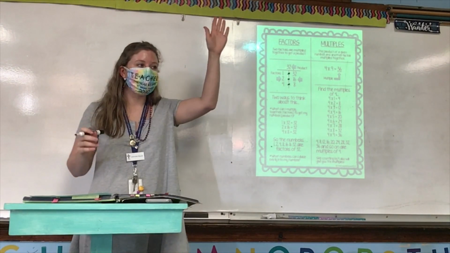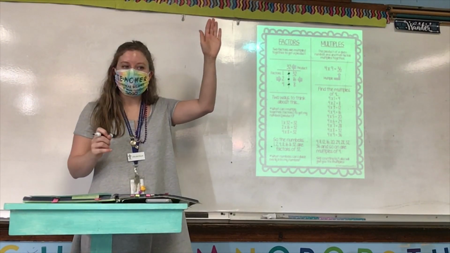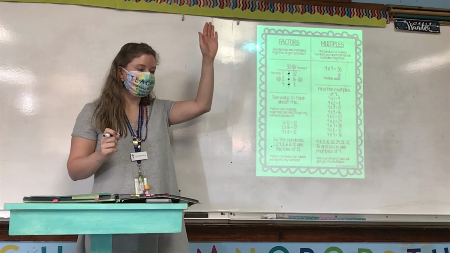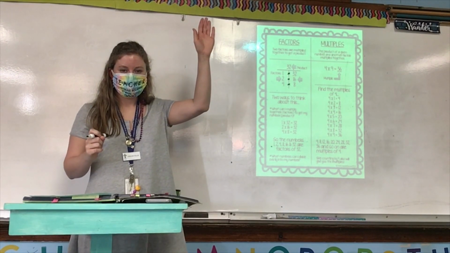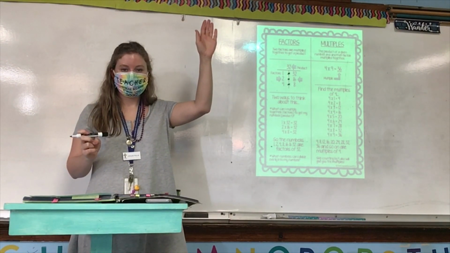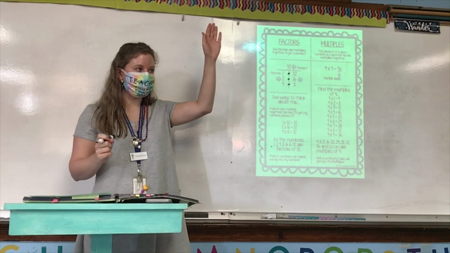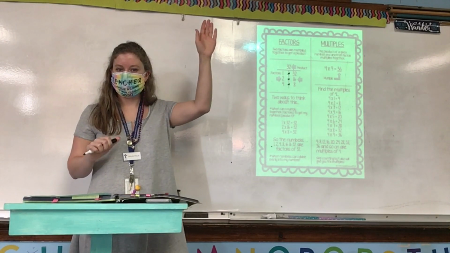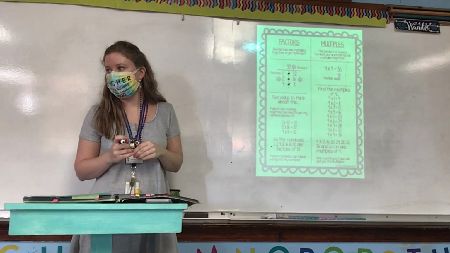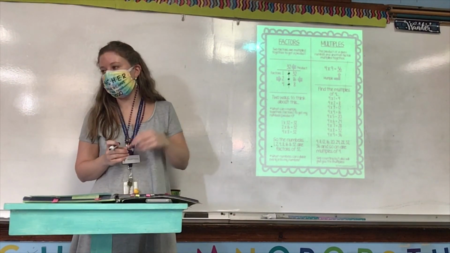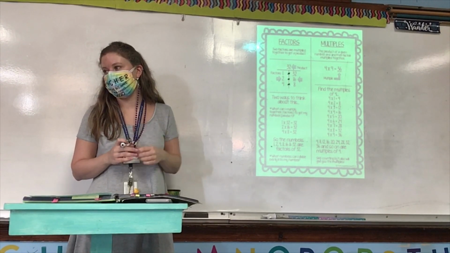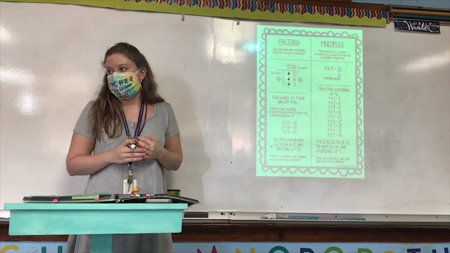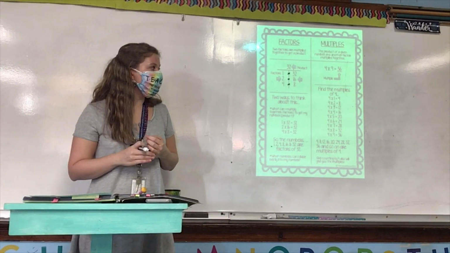What about 7? Can 7 be a factor of 32? Can 7 be a factor of 32? Thank you, Carla, but I want to get somebody else. Kingston? No. What is 7 times 4? 28. And what's 7 times 5?